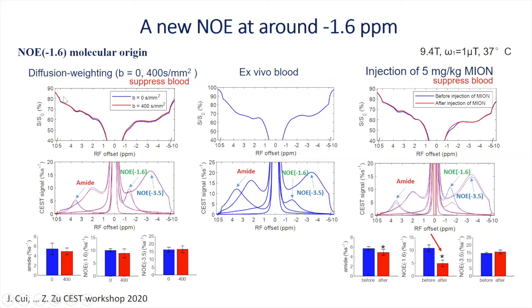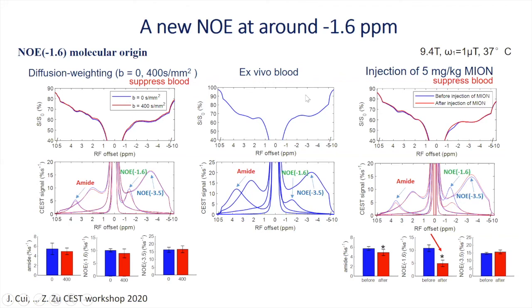So this is the Z spectrum acquired with no diffusion weighting and with high b-value. And these are the fitted peaks. We have amide, NOE at minus 1.6 ppm, and NOE at minus 3.5 ppm. And we have the statistical results for the amide, NOE at minus 1.6, and NOE at minus 3.5 ppm, and confirm that with high b-value, the signal does not change significantly. This suggests that the NOE signal should not be mainly from blood.